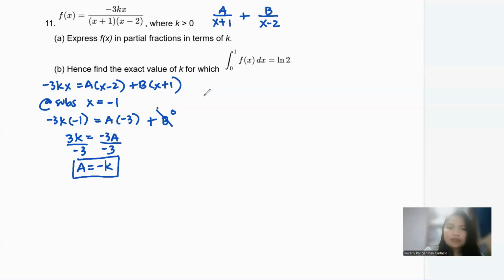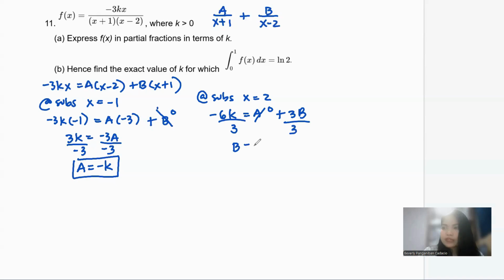Now, how about the other one? Let's substitute x equal to positive 2. So, negative 3 times k, which is positive 2. So, you have negative 6k is equal to A. That will become the one to be eliminated. And then the B will just be 2 plus 1. So, we're going to have 3B there. Divide both sides by 3. Therefore, your B is equal to negative 2k.